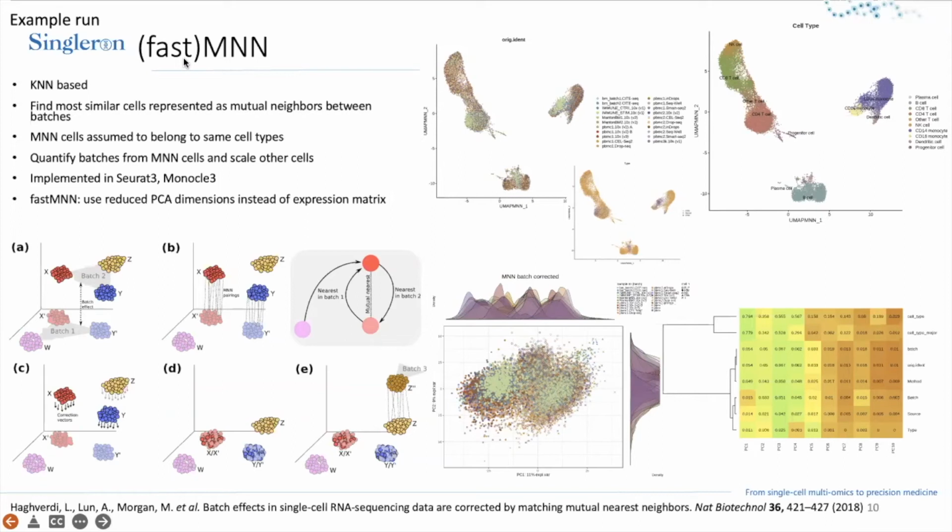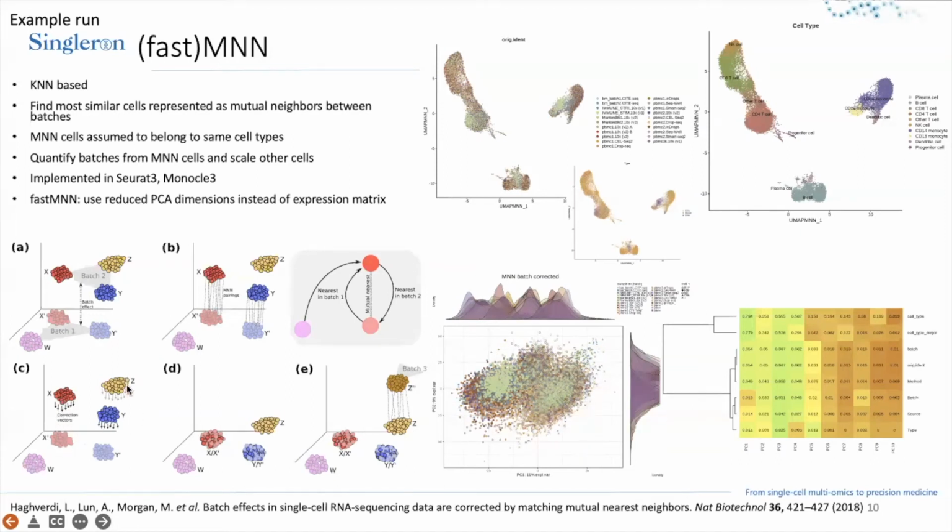The first tool we tested is MNN. It is a KNN-based tool, and it tries to find similar cells, represented as mutual neighbors, between different batches. The neighbors connected by the dotted lines are assumed to belong to the same cell types. Then iterated steps of batch correction are done to make this correction. By finding these correction vectors, the direction from a test data set to a reference data set can be identified.